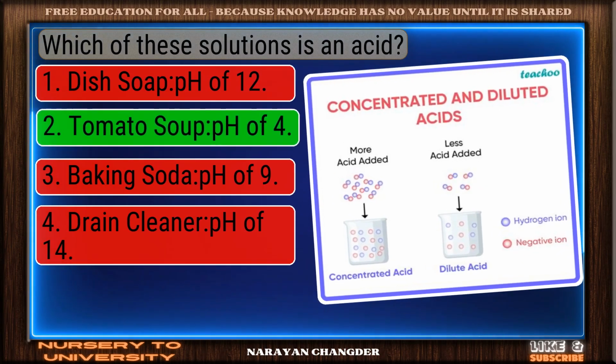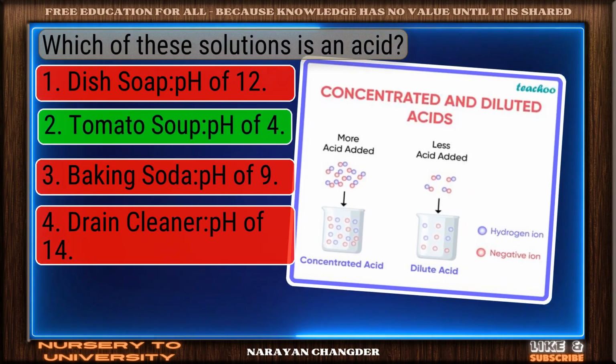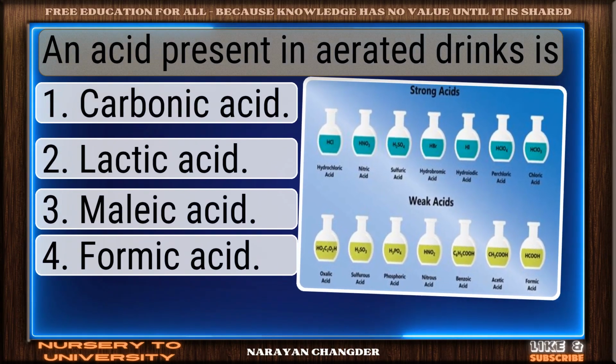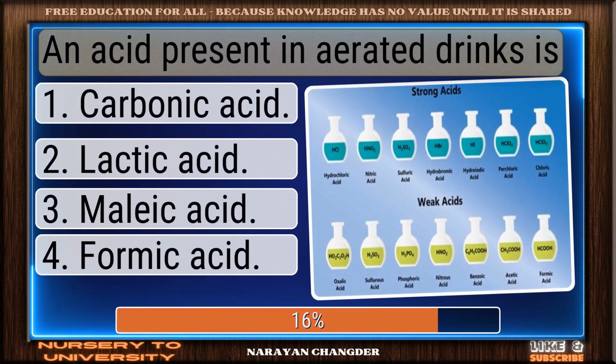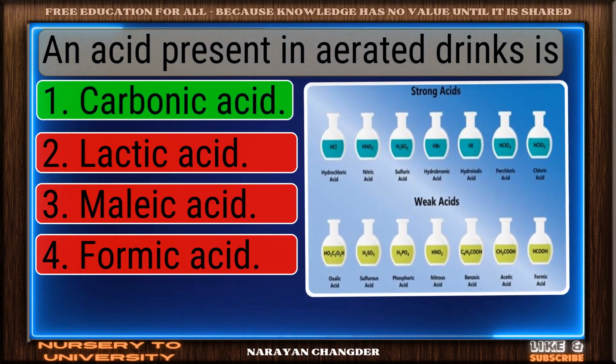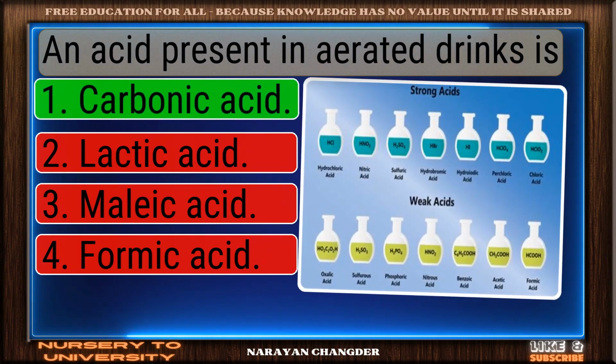You got it. Your choice, tomato soup. pH of 4 is right. Question number 47. An acid present in aerated drinks is? Well reasoned. Carbonic acid is the correct choice.